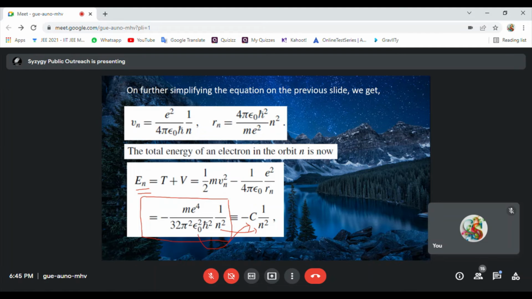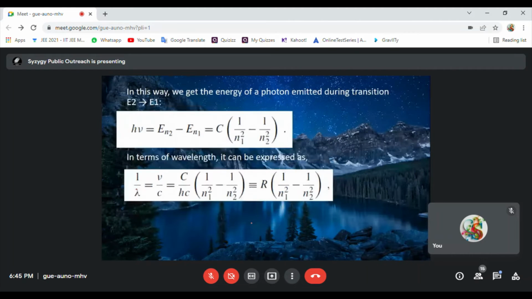Okay, so this gives us the energy of an electron in the nth energy level. In this way we can find the energy gained or lost by an electron when it undergoes any energy level transition with this equation. In terms of wavelength, we can express it in this format: what will be the wavelength of the radiation emitted when an electron undergoes an energy level transition.